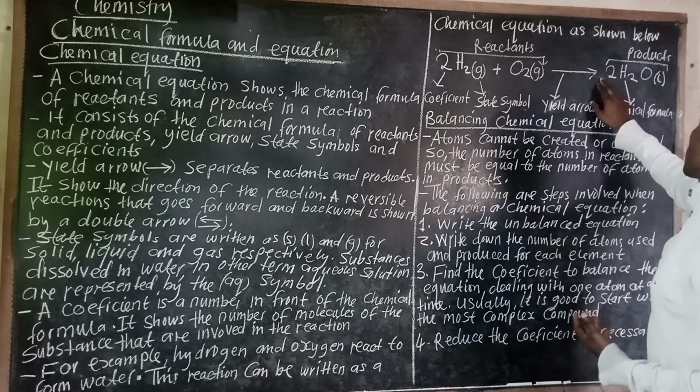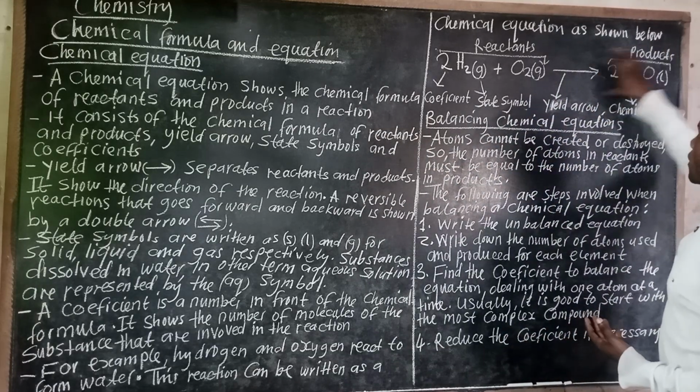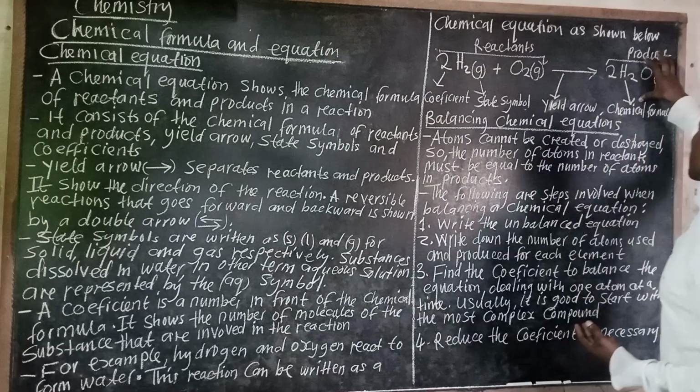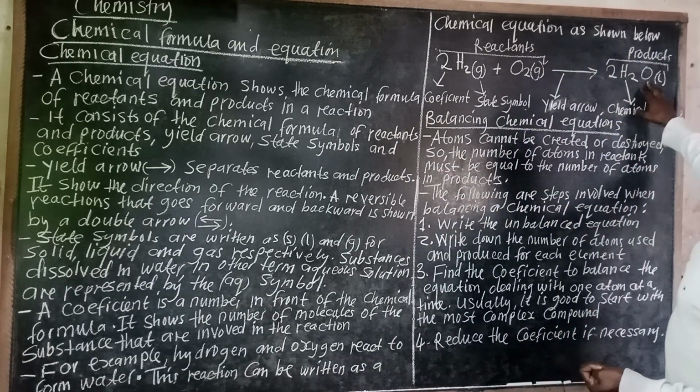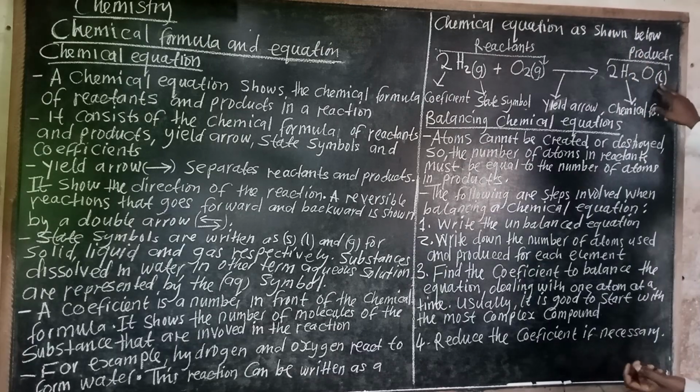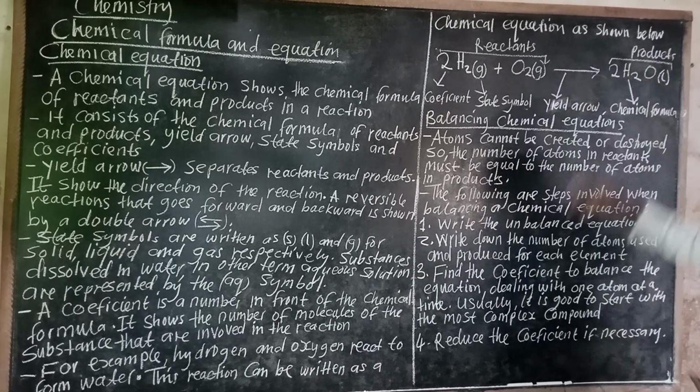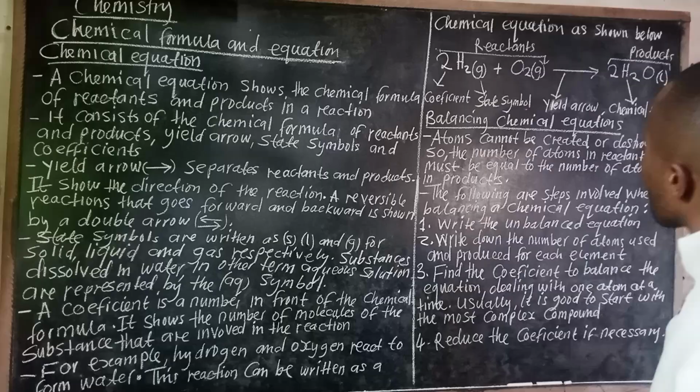Then a huge arrow. Then from there now the products. This is the reactant. Now the product. Now we are going to have the chemical formula 2H2O. It is in the form of what? Liquid. That is the state symbol. So that is it, liquid.